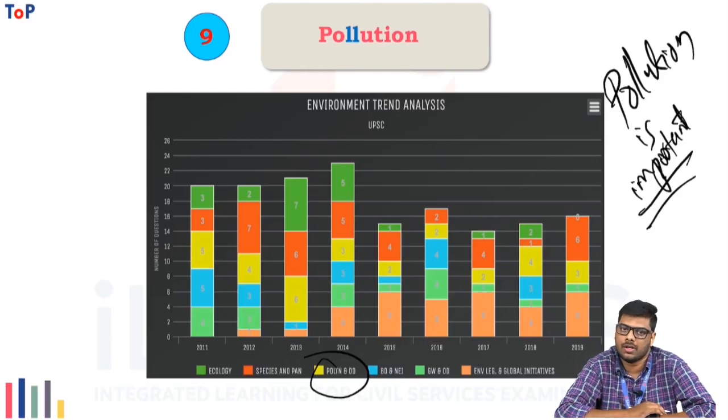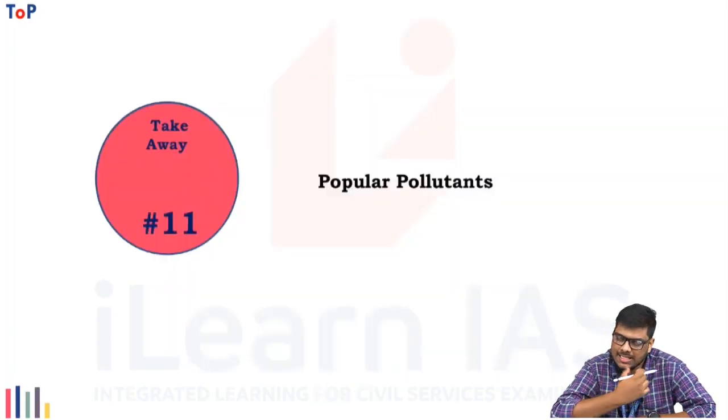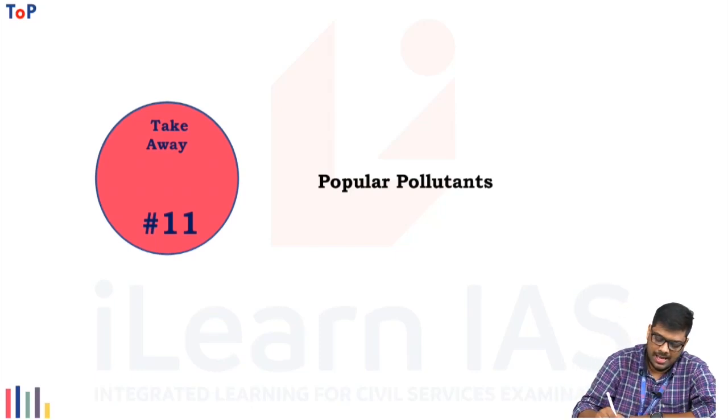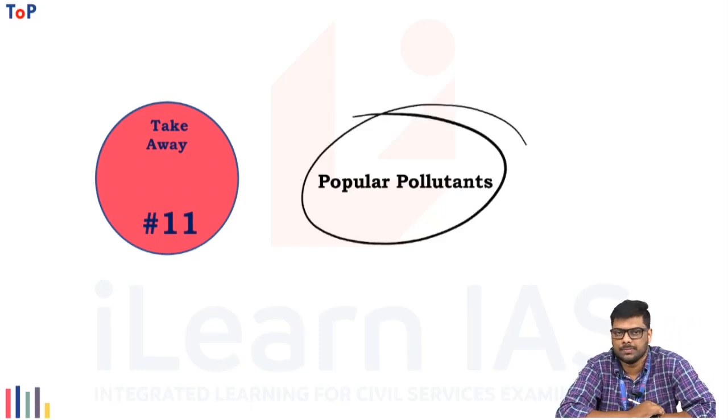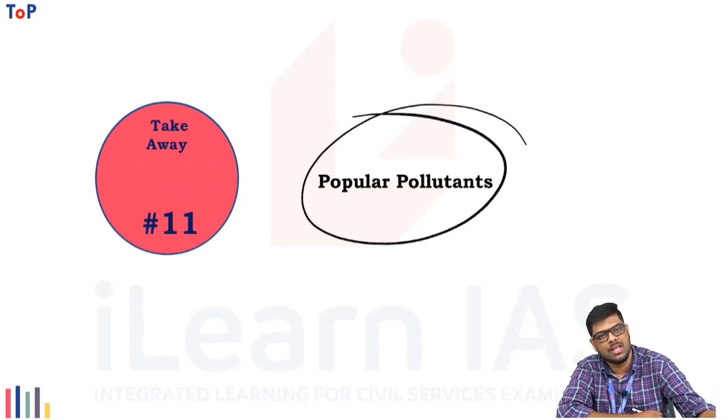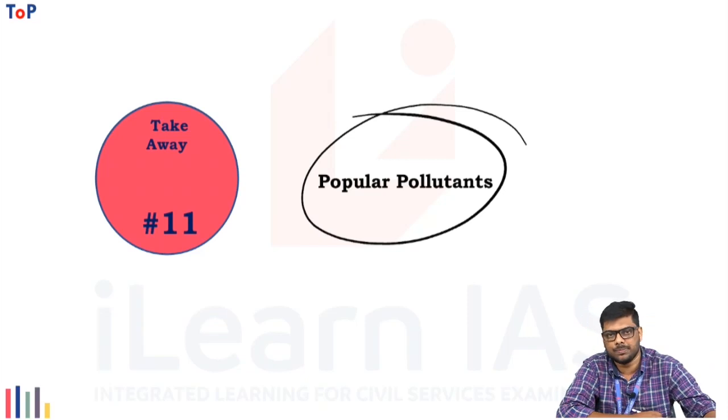But how? That's a big question. How should you invest this? Where to focus? Just like all other previous modules, this is the fundamental question: how should you invest your time judiciously in pollution related topics? And this is my takeaway for you. Just like protected area networks, protected species, and global initiatives, UPSC has a set of popular pollutants with it. There are some pollutants which are favorite to UPSC, which are used by UPSC every year.